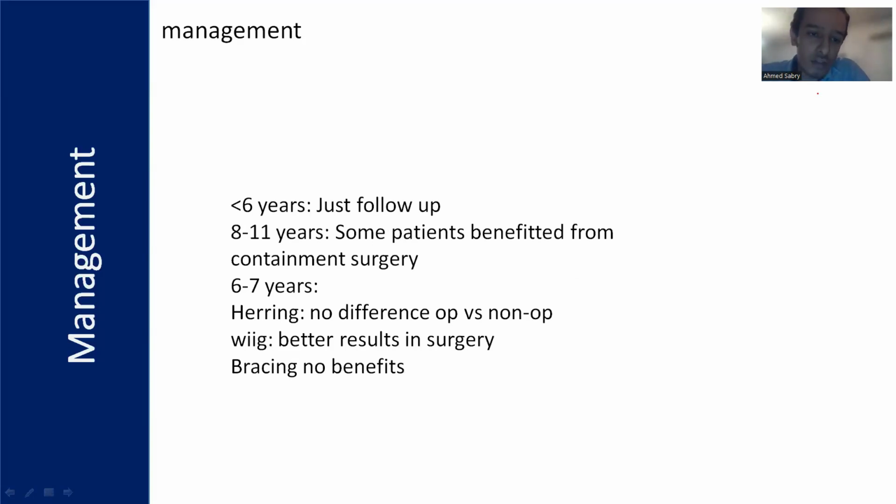Also, both papers suggested that if the patient is younger than 6 years, we usually just follow up. If the patient is 8 to 11 years, some patients benefited from containment surgery. It depends on the stage, the Herring stage. So they said that Herring B and B/C benefited from surgery. A and C did not benefit. And there's this controversial part where at 6 to 7 years, Herring said that there's no difference in operation versus non-operation, while Wiig said that there's better results in surgery. They both concluded that bracing has no benefits.